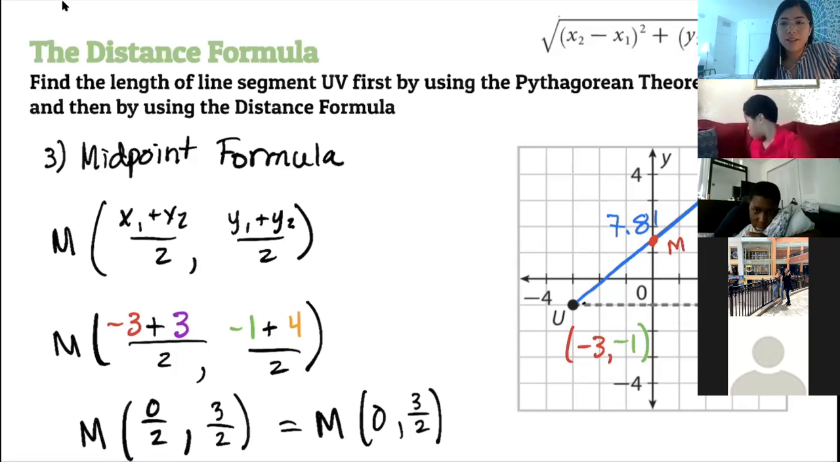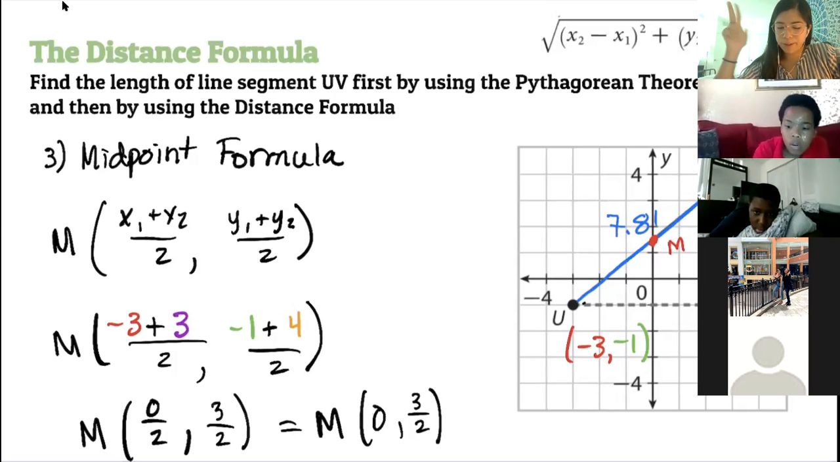All right. Those are my 3 things, right? Pythagorean theorem, distance formula, midpoint formula. That is what we need to know for this week. So do I have any final questions?